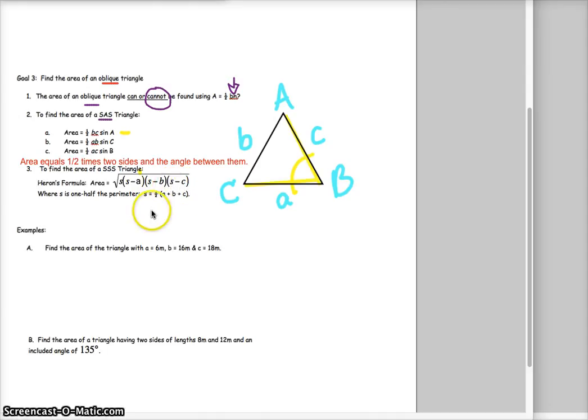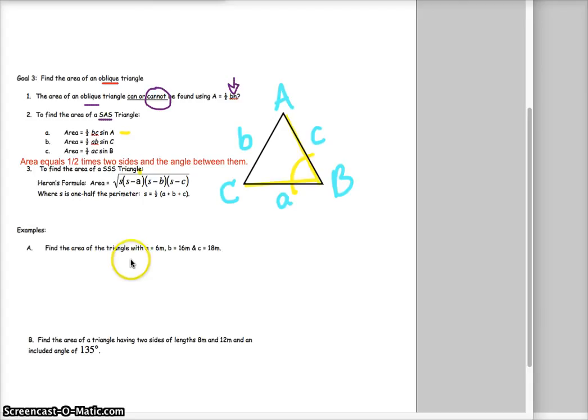And I need to define S for you. S is 1/2 the perimeter of the triangle. So in other words, remember to calculate perimeter, you add the three sides of the triangle, and once you have that sum, you find half of that to calculate S. All right, so let's put these two formulas for area to work and see what we can come up with.